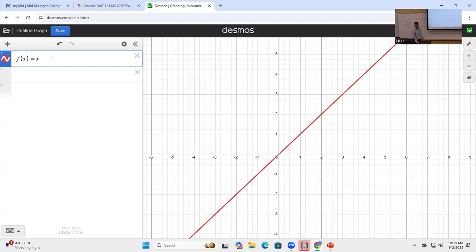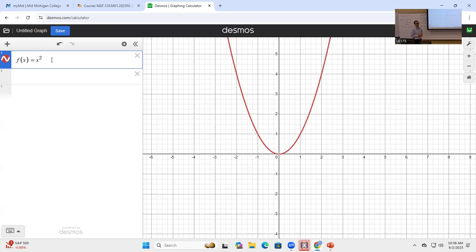If I do f of x equals x raised to the first power, that is odd, right? If I said to the second power, that's even. That's an even graph. X raised to the third power, odd again. See how it's reflected through the origin? X raised to the fourth power, symmetric about the y-axis again, right?